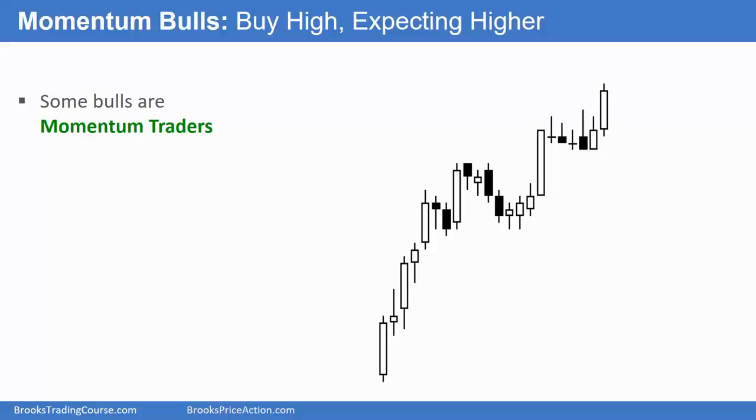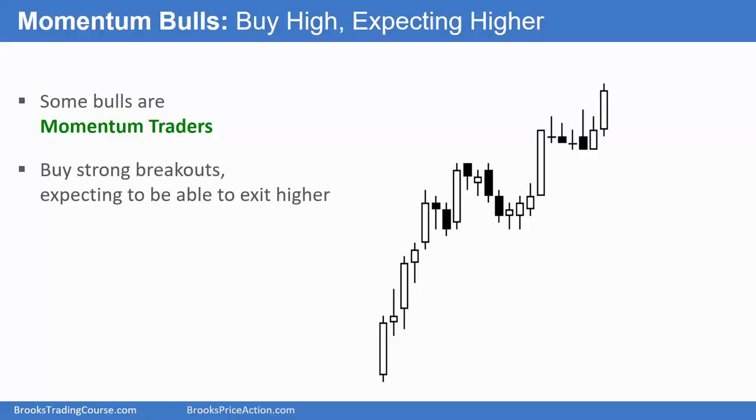A lot of bulls are momentum traders. By momentum trader, what they see is the market going up, and they buy because it's going up. And that's all they care about, and they just keep buying as long as it keeps going up. During strong bull breakouts, they're momentum traders. They're buying for any reason.